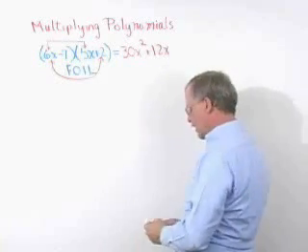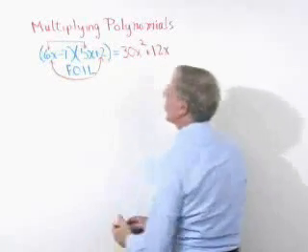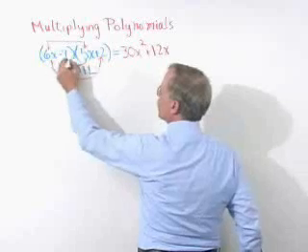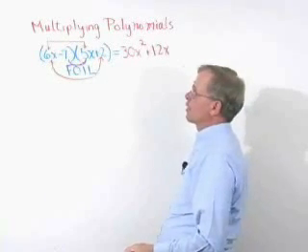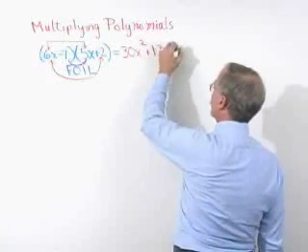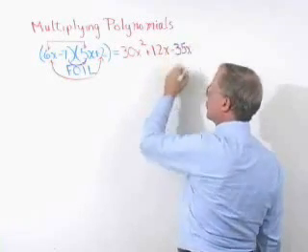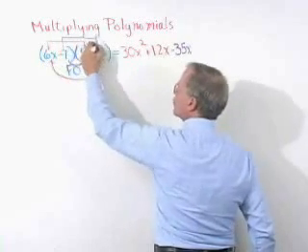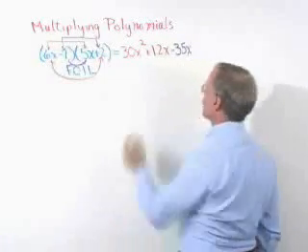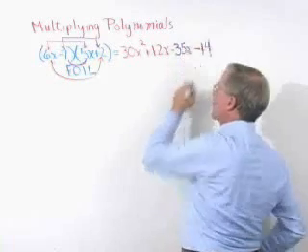Then we'd do the inside terms, which are here, and that would give us negative 7 times 5x is negative 35x. And finally, we'd do the last terms. Negative 7 times 2 is negative 14.